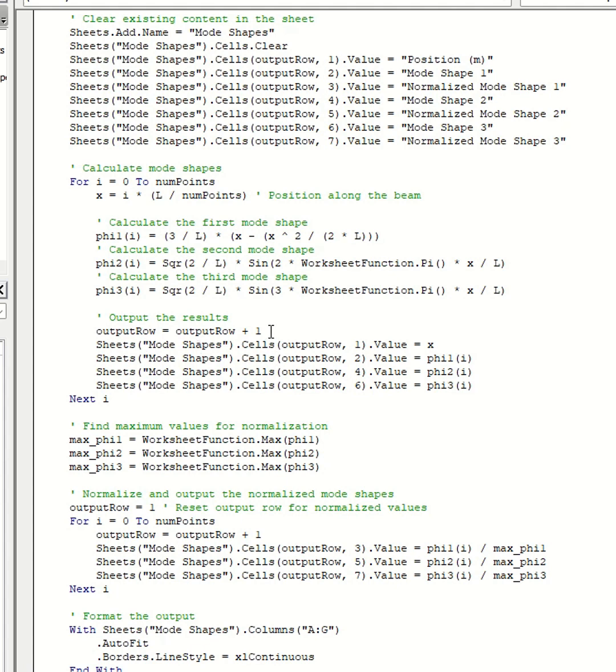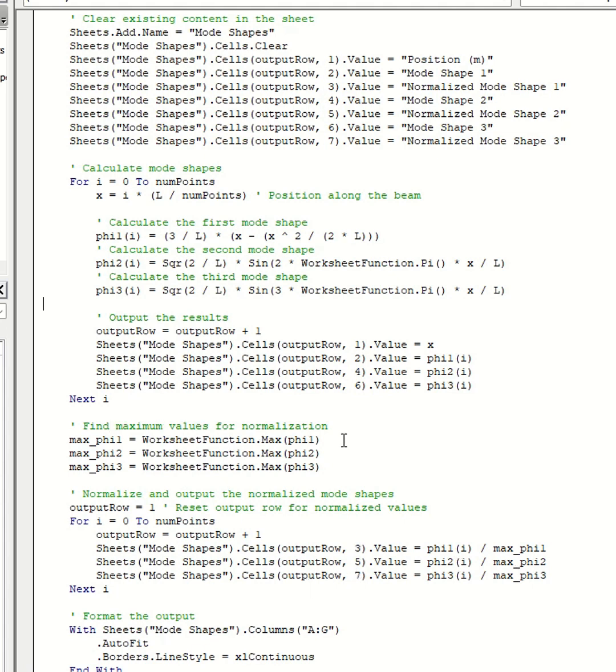So the output row is output plus 1, and the first value it should write is x, and then mode shapes 1, 2, 3 we are writing. After that, it will write all these values in columns 2, 4, 6. In between we have columns 3, 5, 7 written for the normalized mode shape 1, normalized mode shape 2, like that we are writing, right? So columns 3, 5, 7, these values will become normalized.